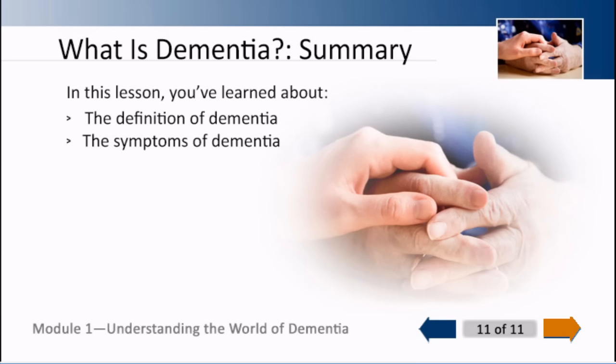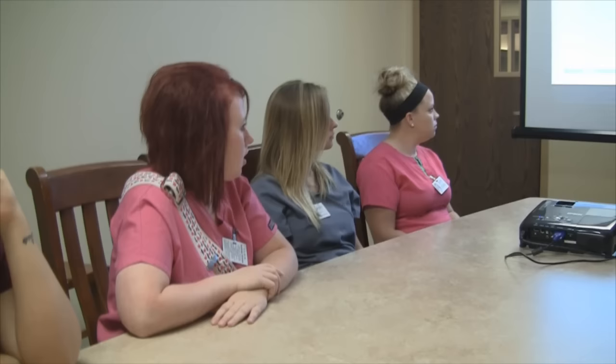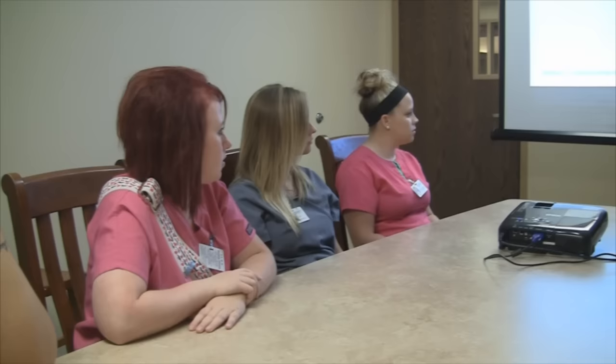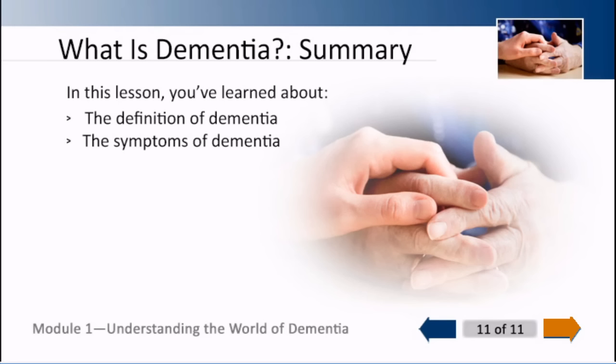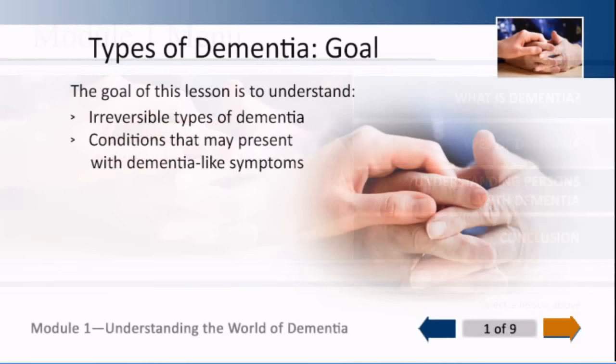So in this lesson, you've learned the definition of dementia. Who can tell me what it is? It's a group of symptoms. It's not a diagnosis in itself. It's a group of symptoms that affects cognitive, physical, social. That's exactly right. And we've talked about the symptoms of dementia. So now let's talk a little bit about the types of dementia. You're going to understand irreversible types of dementia, and conditions that may present with dementia-like symptoms. Not really dementia, but they have symptoms that fool us, and we don't always react exactly the right way.